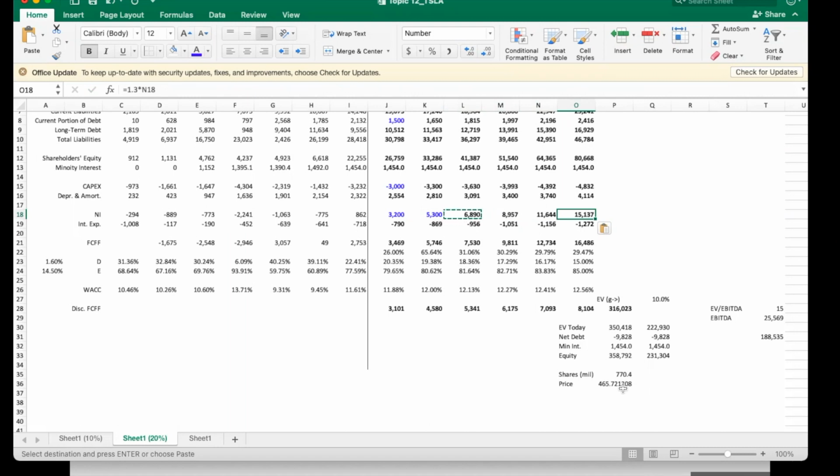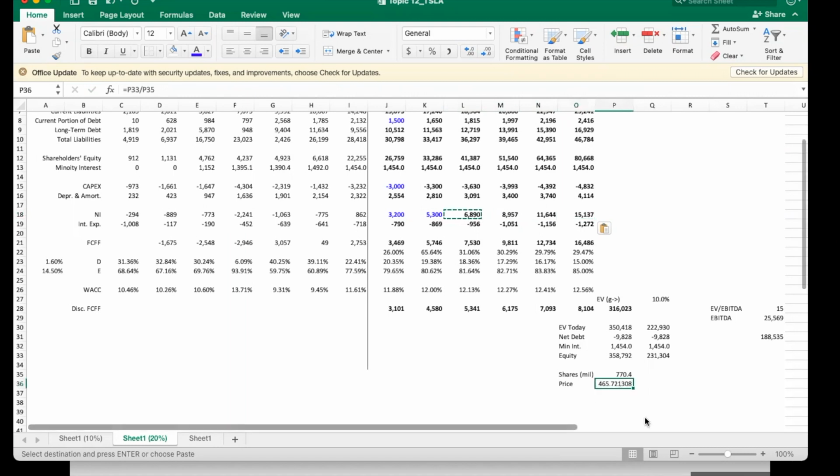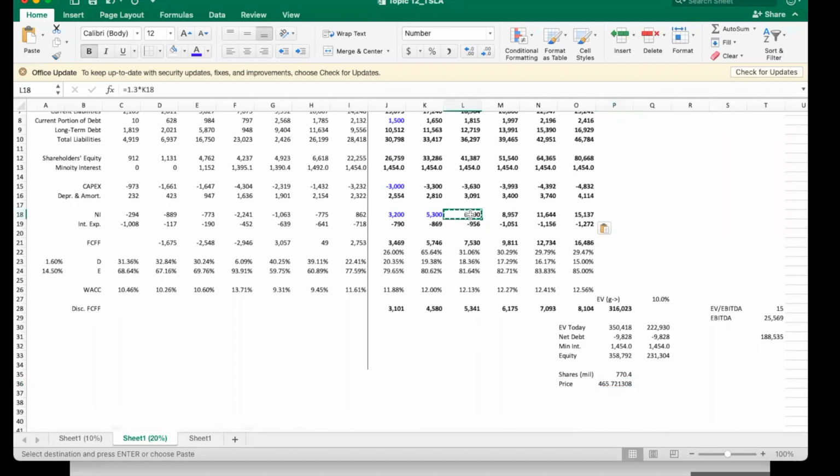I still am only getting a price with a 10% perpetuity growth rate forever. I'm only getting a price of $465.72. Maybe I've got some problems in my model here. Maybe I should make these 8 billion, 14 billion, 18 billion. There we go, 23.6 billion. Now we're getting closer to the current market price.